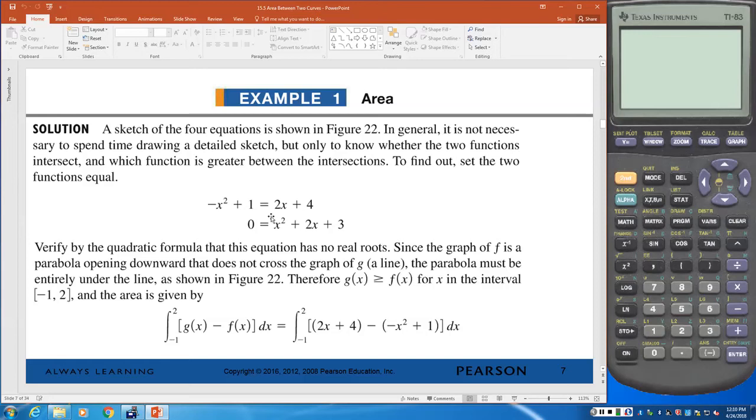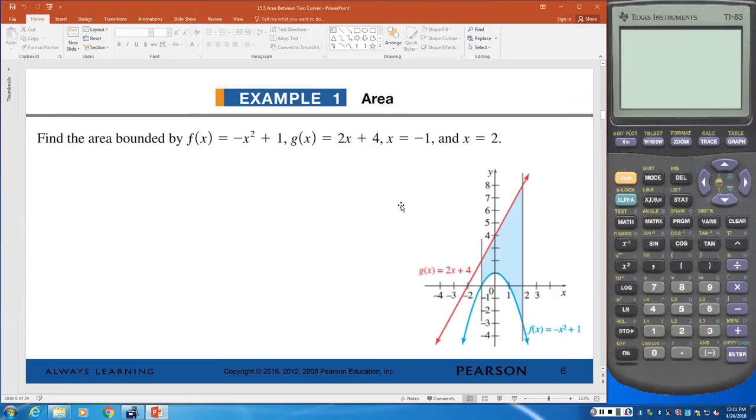where the x-intercepts are is algebraically. If you want to find out where one is greater than the other or where there might be intersections, then you would set them equal to each other and solve the resulting quadratic equation for 0. You can also find out that that equation has no real roots because when you graph it, you're going to see that there are no actual intersection points. So by looking at where is negative x squared plus 1 equal to 2x plus 4, well, they aren't equal. They don't ever cross. They don't have any intersection points. So you can verify that algebraically, or you can verify it with the graph. The graph shows you that they are not.